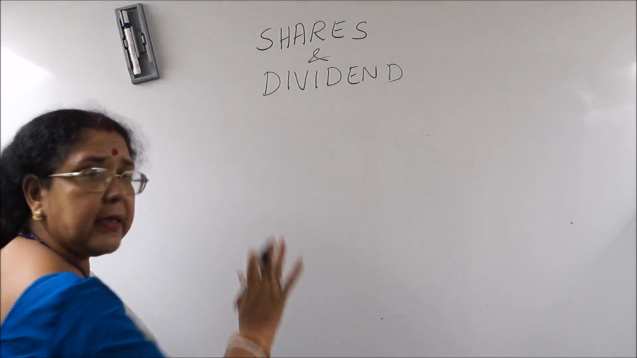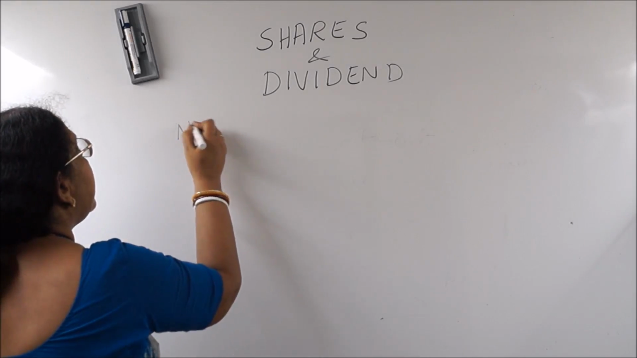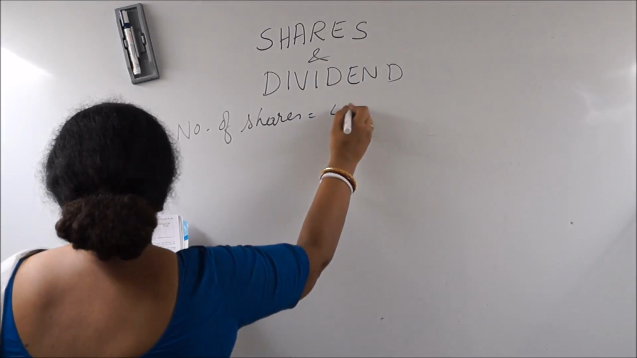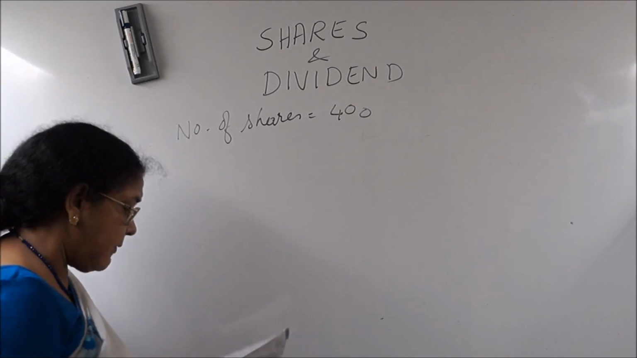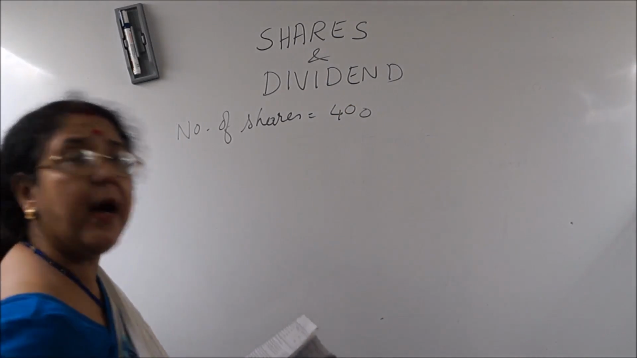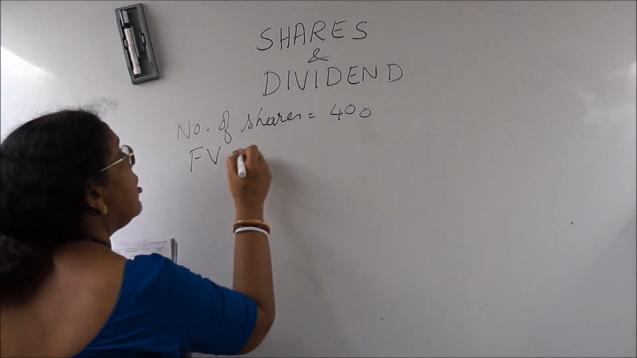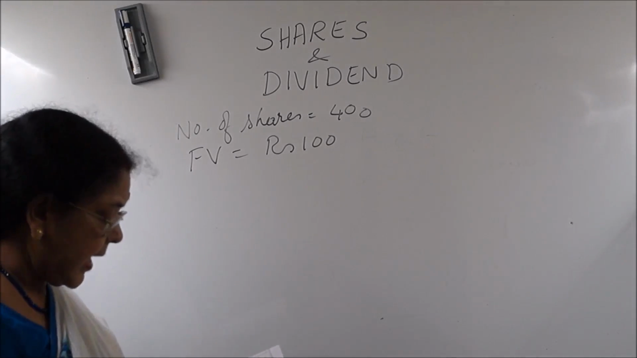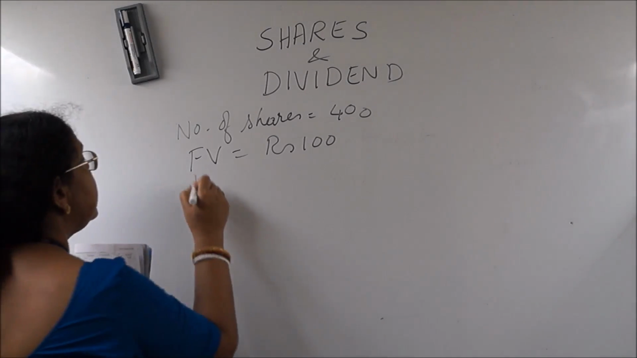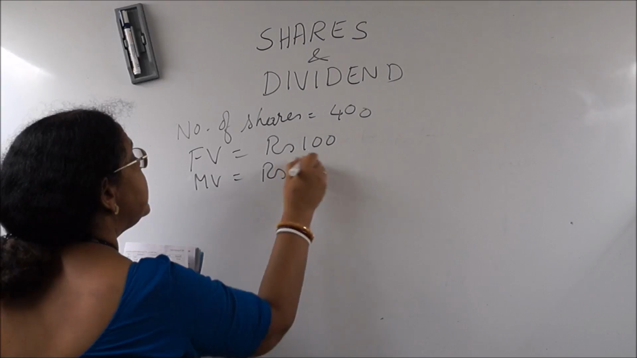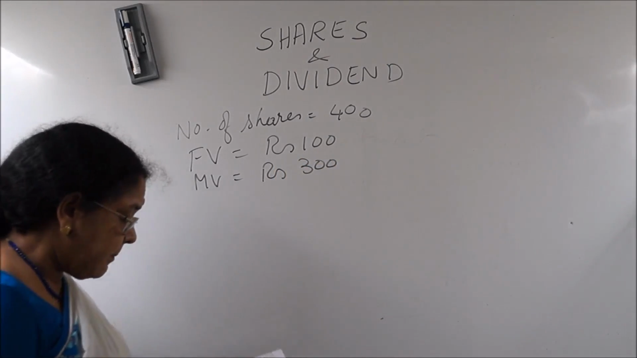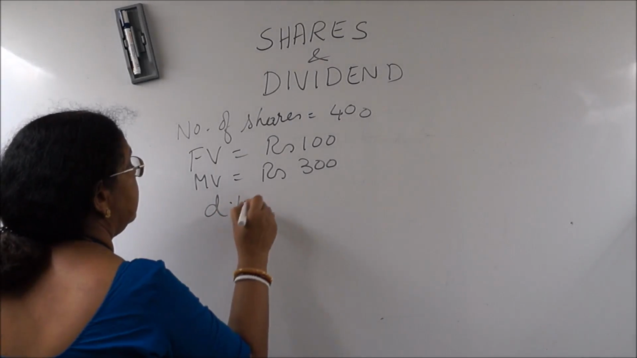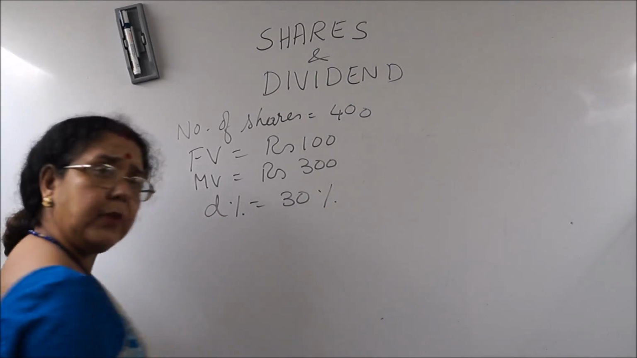Now what is the data that is given to us? Priya buys how many shares? Number of shares is equal to 400. Now what is given? At face value of rupees 100 each. So face value or nominal value is equal to rupees 100. Now from the market at rupees 300 per share. So that means market value is equal to rupees 300. Now the company pays a dividend of 30%. So at the rate of, that is D% is equal to 30%.